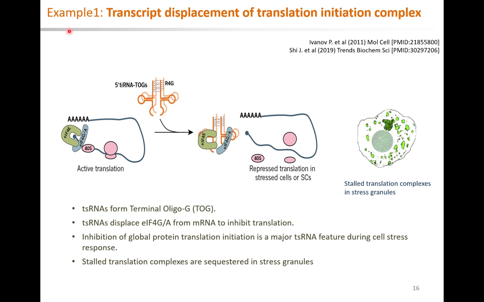In the transcript displacement model, the terminal oligo-G motif, or TOG tag, of tsRNAs can form intermolecular G quadruplex, or RG4, which interacts with and displaces the translation initiation complex of the mRNA from activating translation. Shutting down global protein translation initiation is a major tsRNA feature during cell stress response. The stalled translation complexes are sequestered in stress granules in the stressed cells.